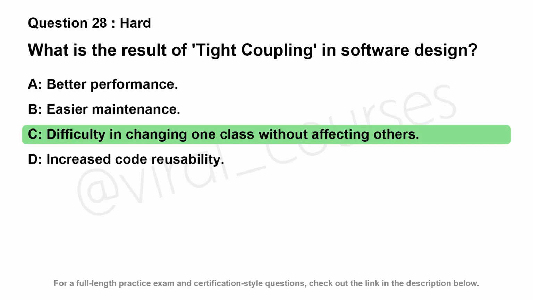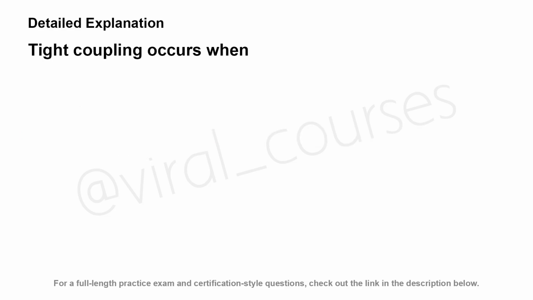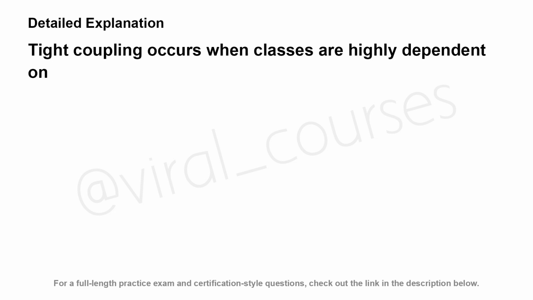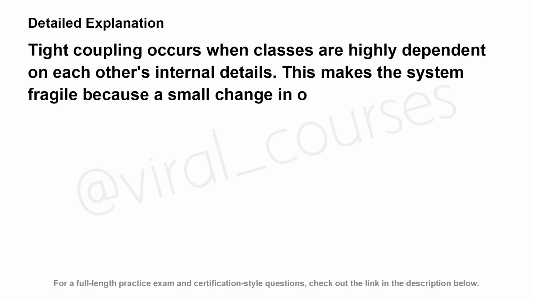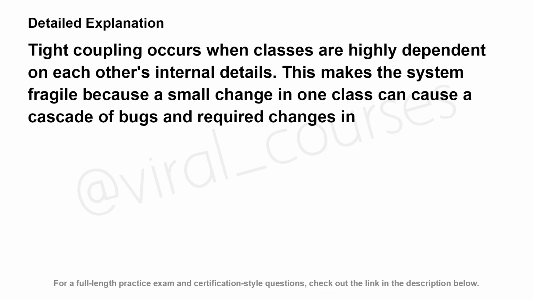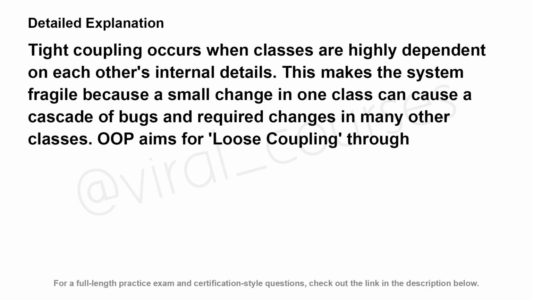The correct answer is C. Tight coupling occurs when classes are highly dependent on each other's internal details. This makes the system fragile because a small change in one class can cause a cascade of bugs and required changes in many other classes. OOP aims for loose coupling through interfaces and abstraction.